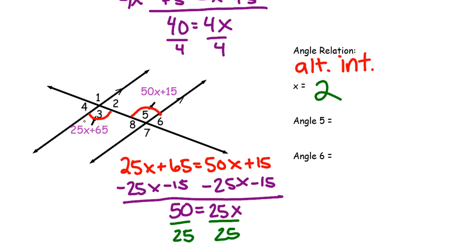So again, I like to plug the 2 in to figure out both of my angles. That's 100 plus 15, that's 115. That's 50 plus 65, that's 115. So even though it's not asking for both angle 3 and angle 5, it's only asking for angle 5, which is 115, I plug it into both just to make sure I didn't make any kind of technical error when solving for my x value.